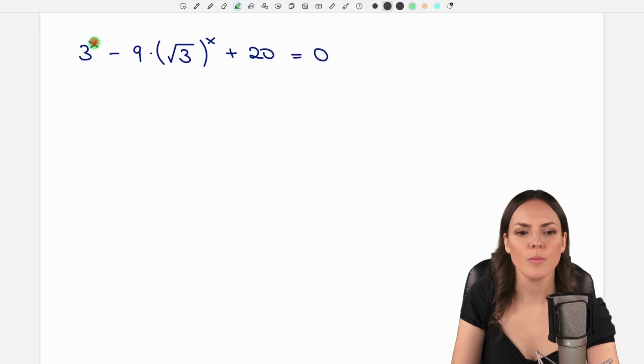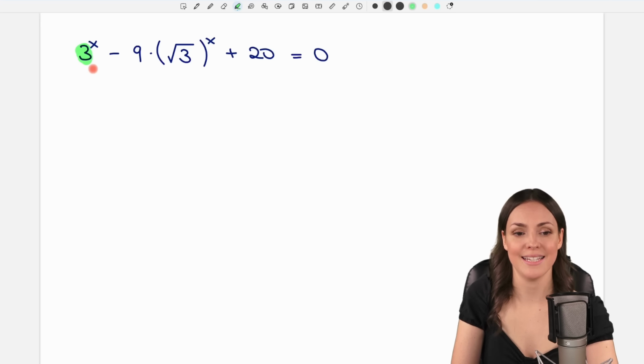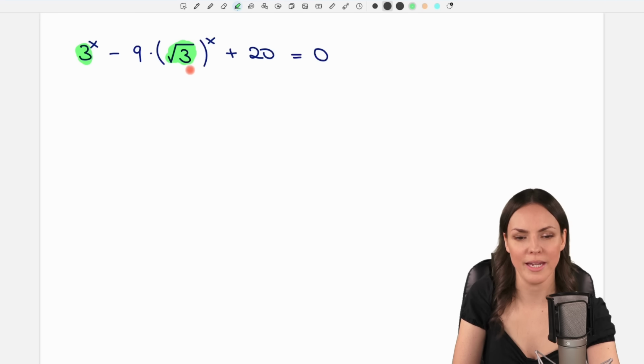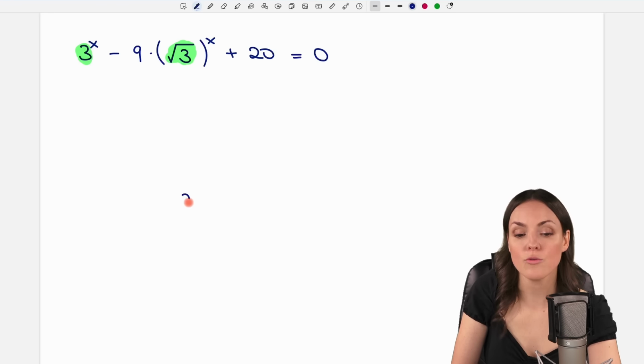If we take a look at the exponents, we have x as an exponent here and x as an exponent here as well. So they are the same, which is great already. But if we take a look at the bases, we have base 3 here, but the square root of 3 as a base here. They are not yet the same. Similar, but not the same. But we just saw that we can write the square root of 3 as a power, right? We know that we can write this as 3 to the power of 1 over 2.